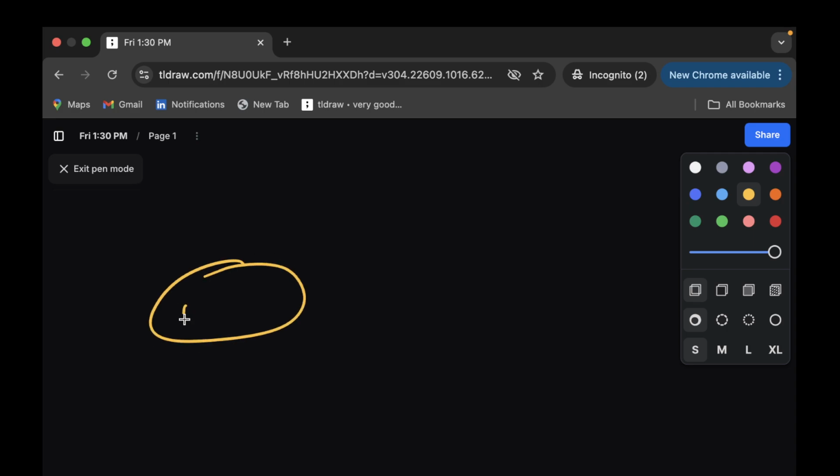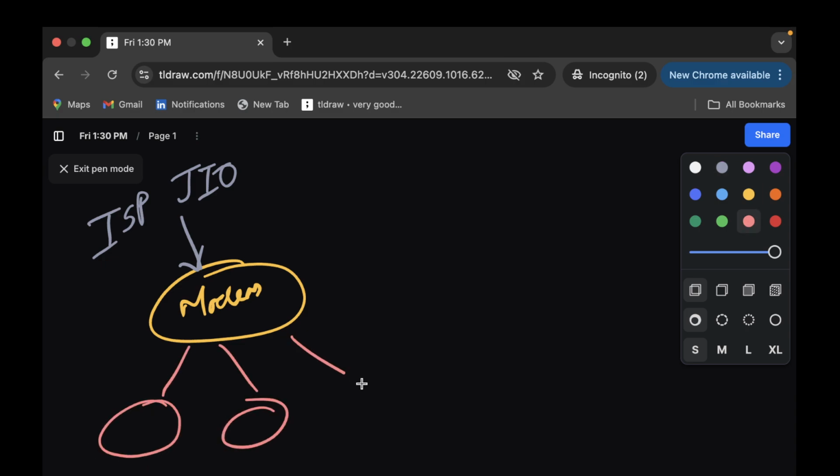This is my modem, right? This will be providing, I'll be having an ISP who provides me this. Suppose this is Geo, right? And then these are my devices, right? And then I need to communicate with another modem.